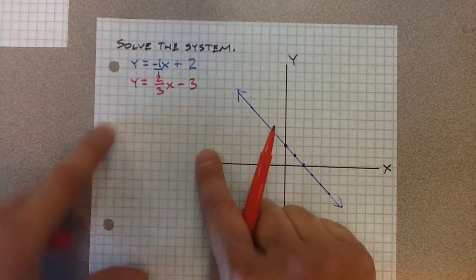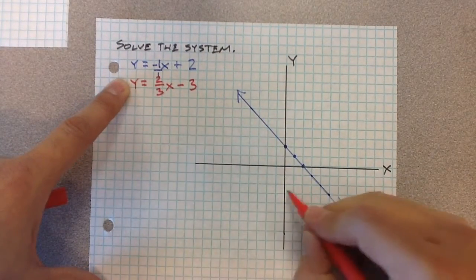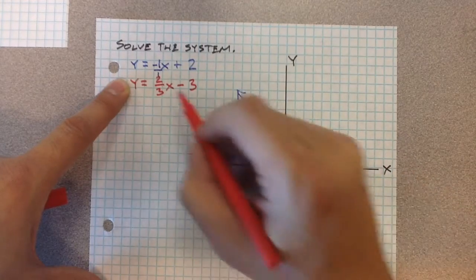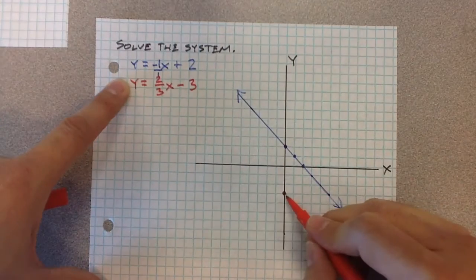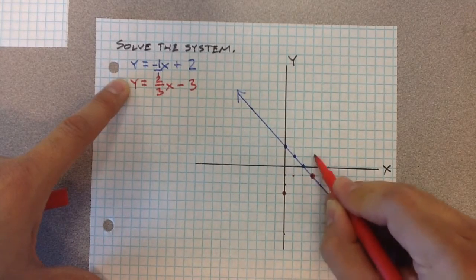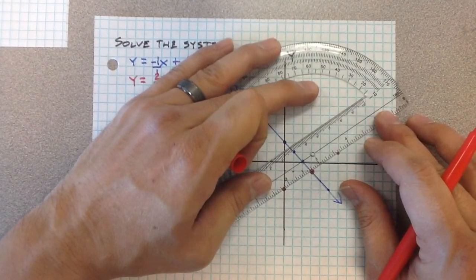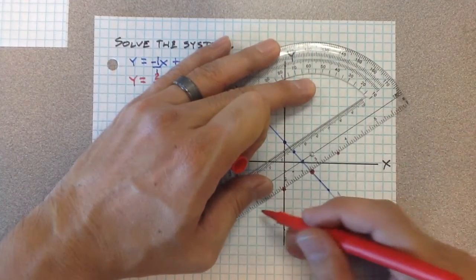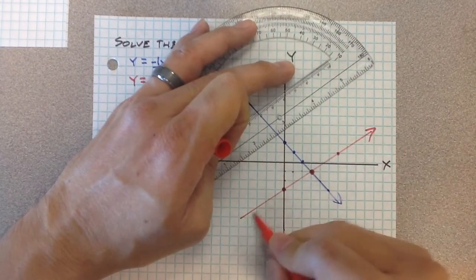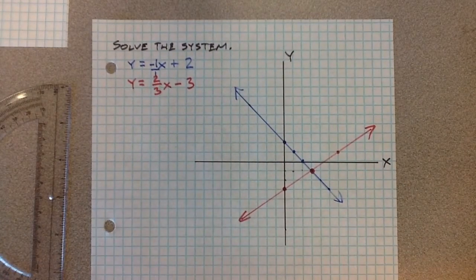Now let's take a look at the other one, which also happens to be in slope-intercept form, which means my y-intercept is negative 3. And my slope is 2/3. Rise 2, run 3. Rise 2, run 3. And again, if I carefully graph it, I have my system.